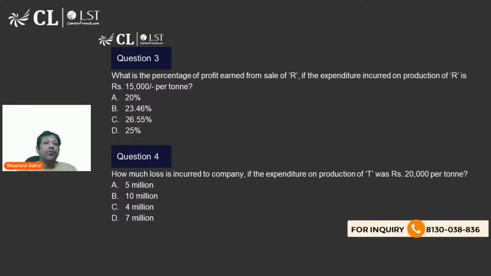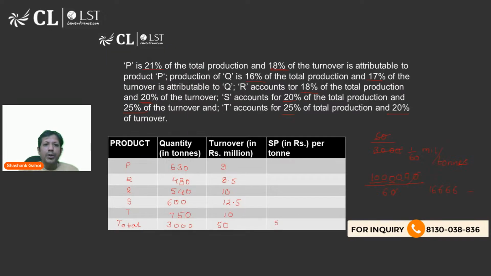What is the percentage of profit earned from the sale of R if the expenditure incurred on R is 15,000 per ton? Okay. So in R, total revenue is 10 million. 10 million means we are talking about 1 crore. So revenue, or turnover, is what? That is total sale value, right?